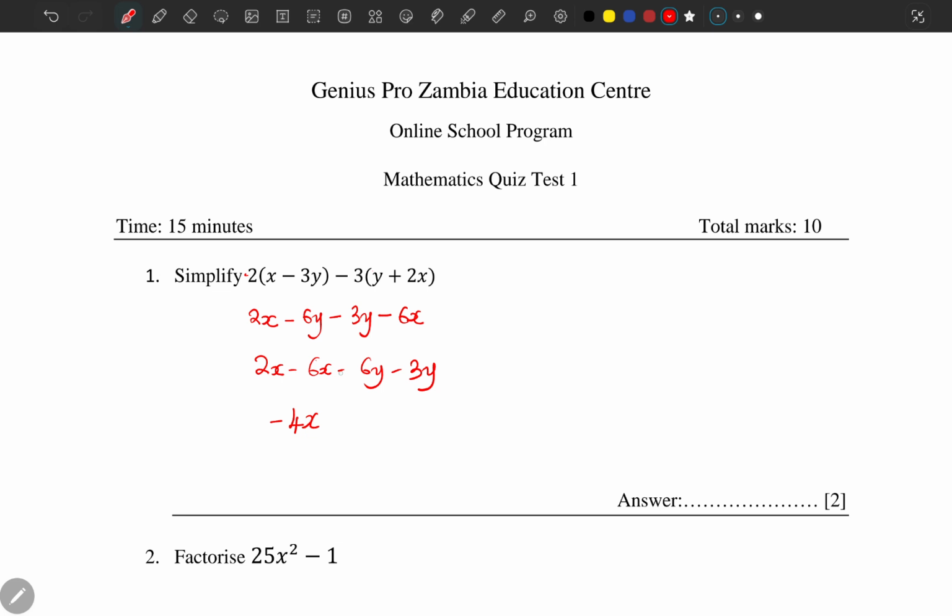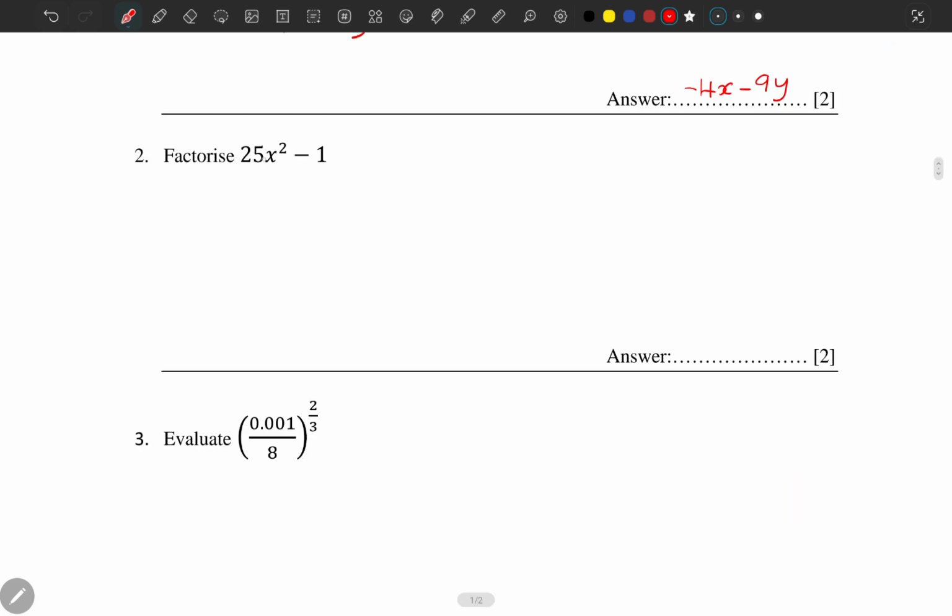Same signs we add and then we maintain the sign, meaning we have negative 9y. So come here and report negative 4x minus 9y. Question 2 is completing, this is the difference of 2 squares. How do we do that? Look at 25. 25 can be written as 5 squared. Do you agree? Correct. Then x squared remains.